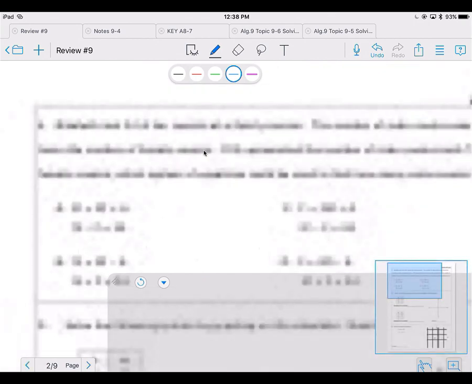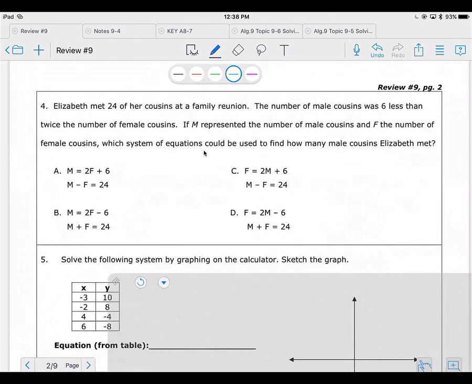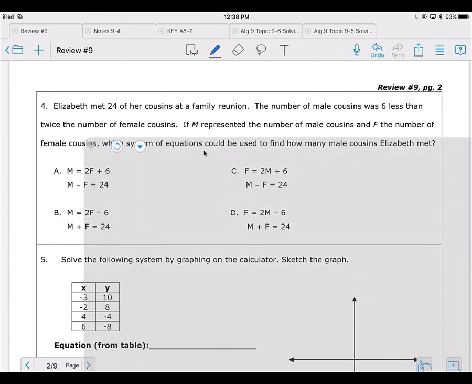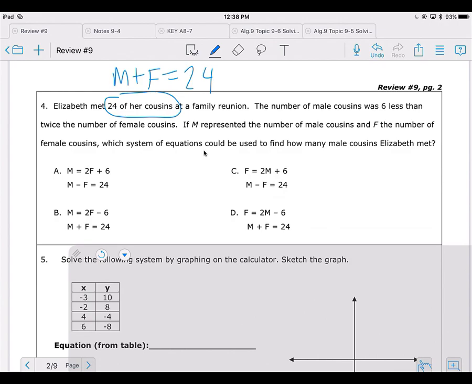Problem 24 tells us that Elizabeth met 24 of her cousins at a family reunion. The males were 6 less than twice the females. If M is males and F is females, what system could be used to find the total number of male cousins? So the first thing I know is that there are 24 cousins total. So we have some amount of male and some amount of female for a total of 24.